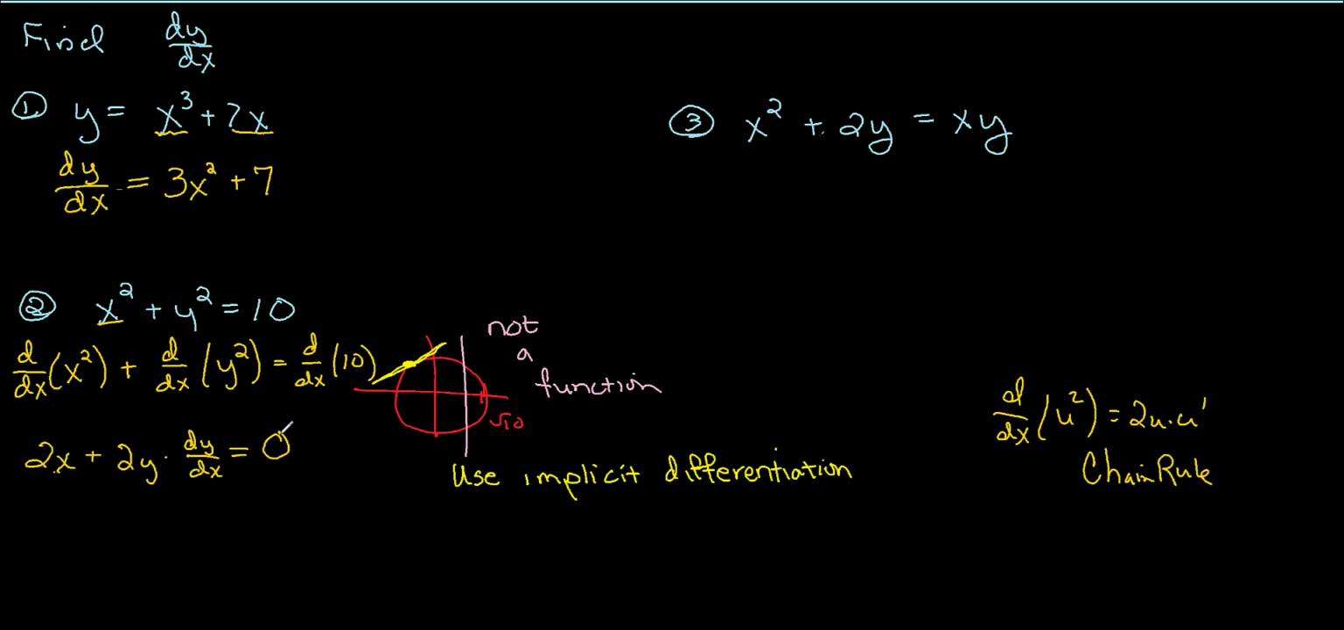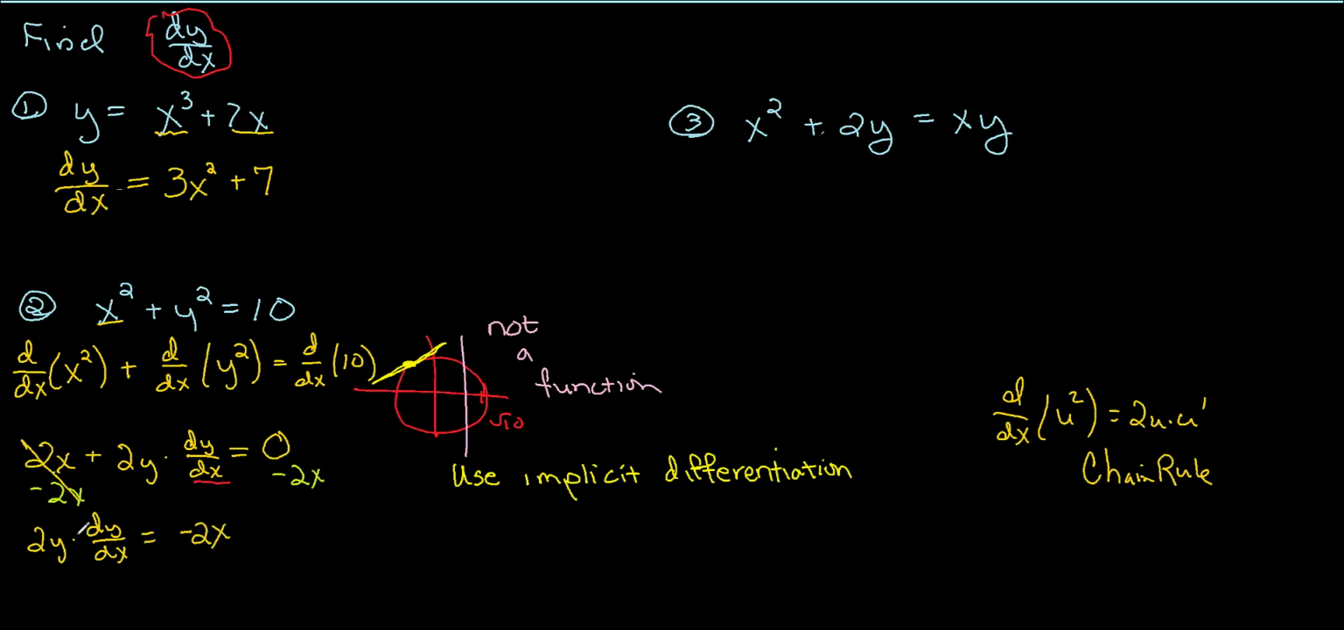Now, my goal is to solve for dy dx. So let's solve for dy dx. It's attached here to the 2y via multiplication. So let's start off here by subtracting 2x from both sides. That's going to give me 2y times dy dx on the left-hand side. And on the right-hand side, I'm going to have negative 2x.